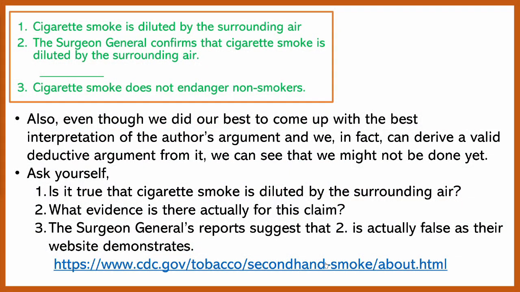And when we look at this final argument here, premise 2 actually seems to be false. And so if 2 is false, given this particular argument, then if we strike 2 off, 3 does not follow from 1, because even though smoke is diluted in the surrounding air, it doesn't mean it's not harmful, right? So the argument doesn't actually work.